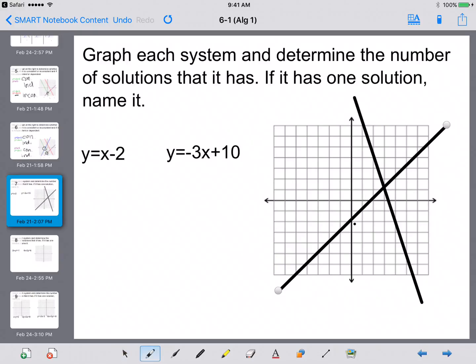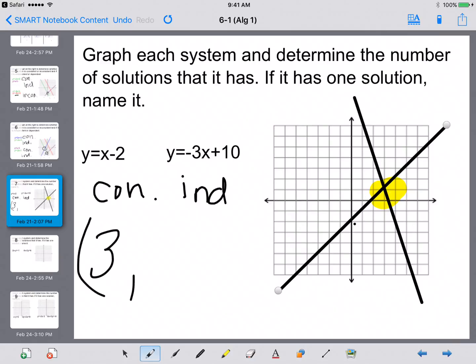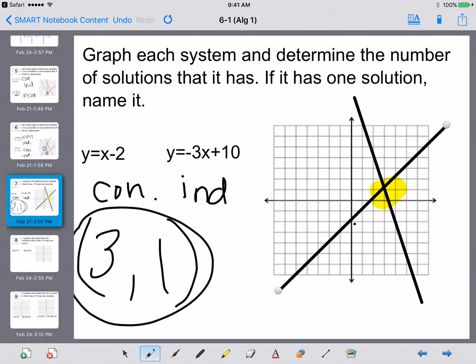Looking at it, it is consistent and independent. And our solution is right here where they cross. So I'm going to go and count and go, okay, it goes over 1, 2, 3. So our x-coordinate is 3. And our y-coordinate, we go up 1. So 1. So our coordinate pair is 3, 1. And that's the solution for that system of equations.